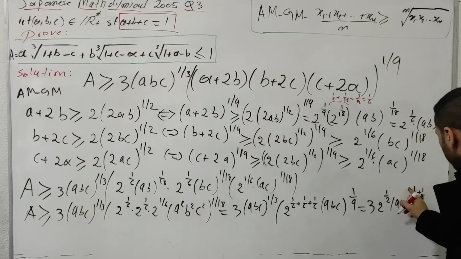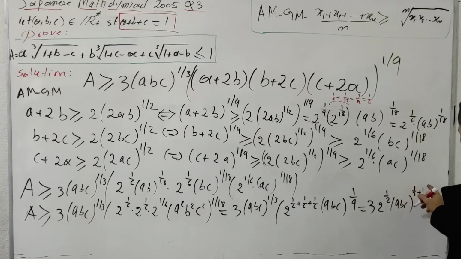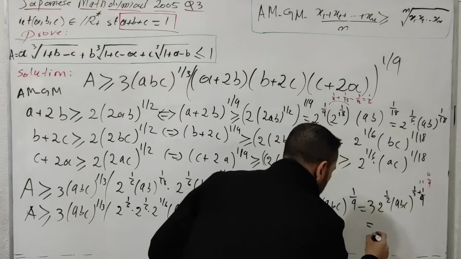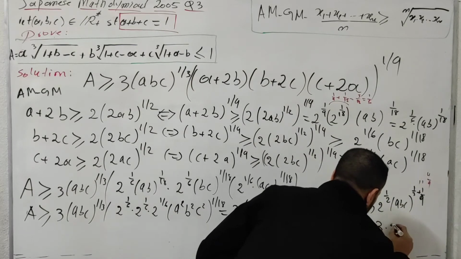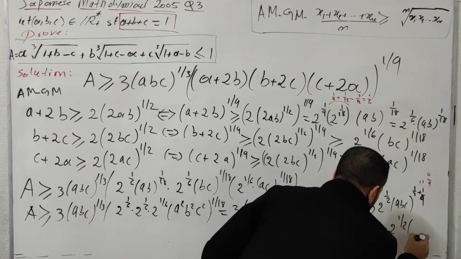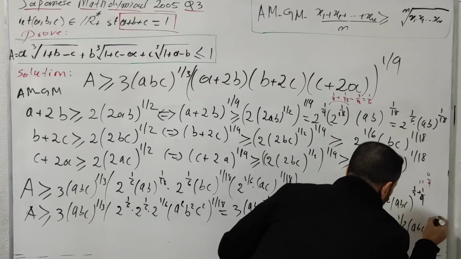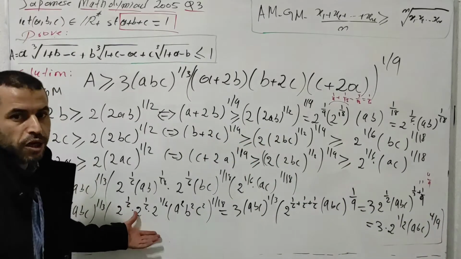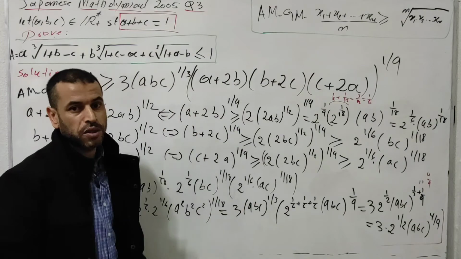For ABC, I'm going to multiply numerator and denominator by 3. I will get 3 plus 1, which is 4, so I get 4 over 9. Okay, I will get 3 multiplied by 2 to the 1 over 2 multiplied by ABC to the 4 over 9. Okay, I'm going to clean up this board and bring this one at the top and finish off this problem.